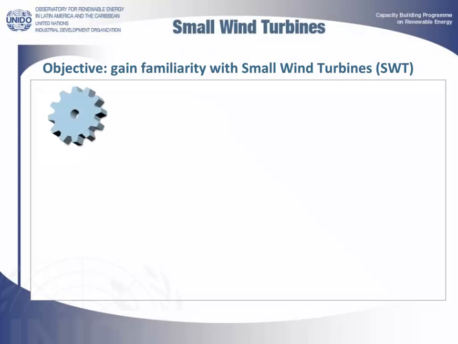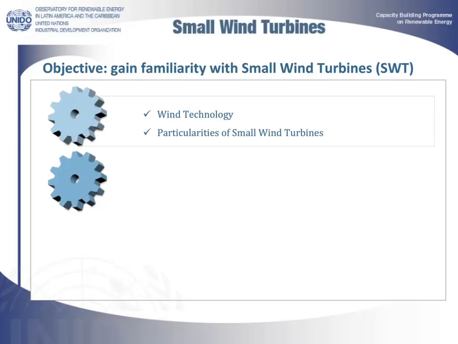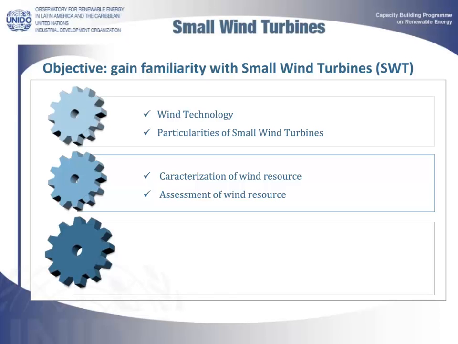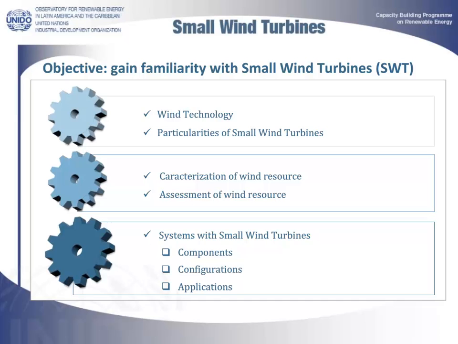For familiarization with small wind power generation technology, mini-wind, it is basically necessary to explore three areas of knowledge. First, wind technology, and more specifically, the particularities of the small power range. Secondly, the characterization of the wind resource, the source from which wind power comes. And third, finally, the possible uses, that is, different systems where a small wind turbine can be connected. And of course, all this will be focused on the Latin American and Caribbean area.